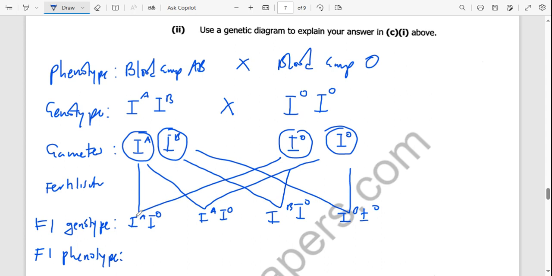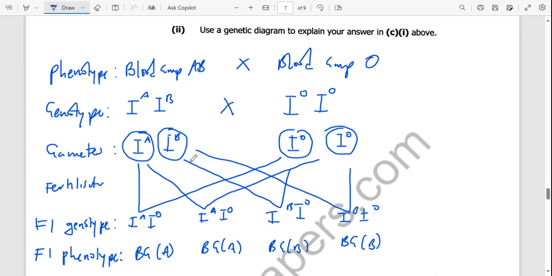So for the phenotype, this is AO. What blood group is this? IA, IO, IO, IA, IO. As long as you have got O, we call it recessive. In other words, the only way you can be blood group O is if you have OO. Otherwise, you can't be. So this one is blood group A. Please, you need to write in full, blood group A. This one is going to be blood group A also. This one is going to be blood group B. This one is also going to be blood group B.